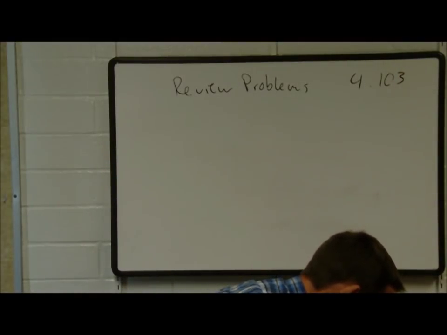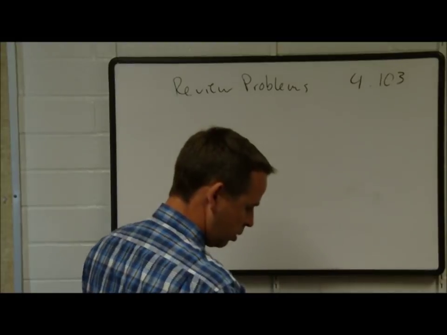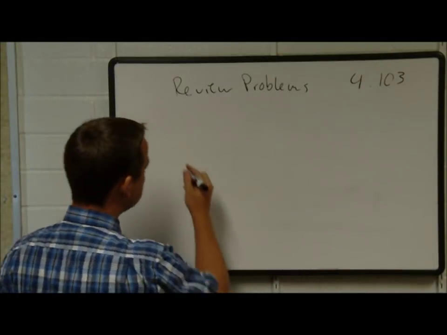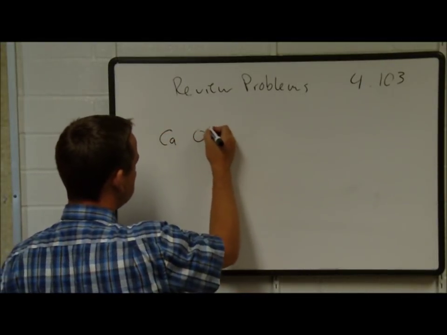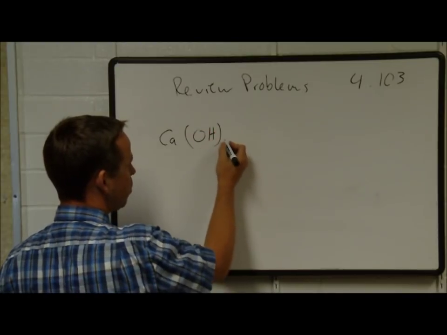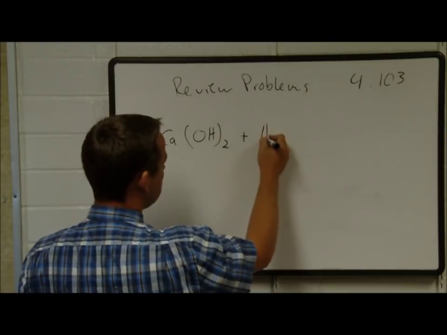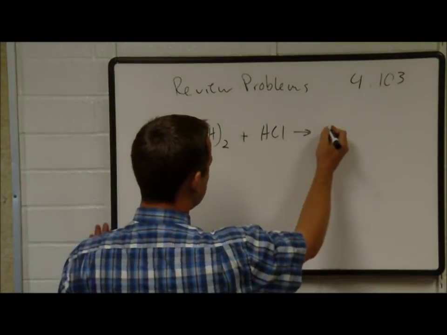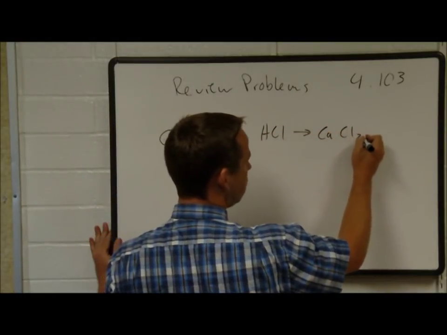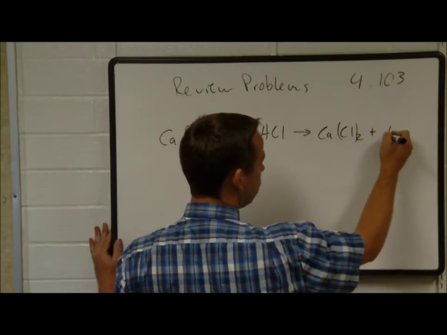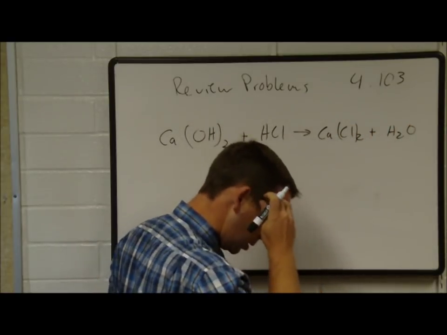Balance the following equations. Calcium hydroxide reacts with hydrogen chloride to form calcium chloride and water. Calcium hydroxide. Hydroxide is -1 and calcium is +2, so we need 2. Plus hydrogen chloride reacts together to form calcium chloride and water. Is that right?